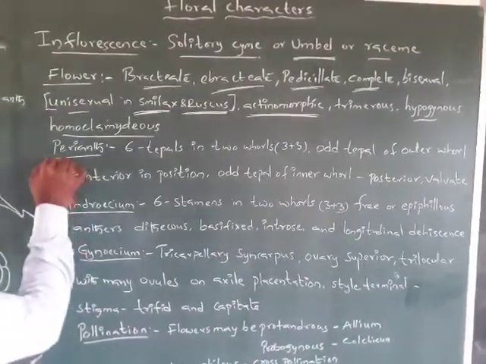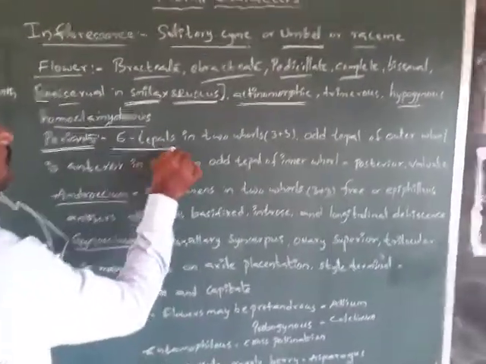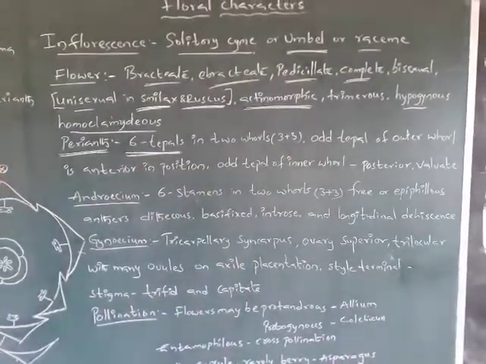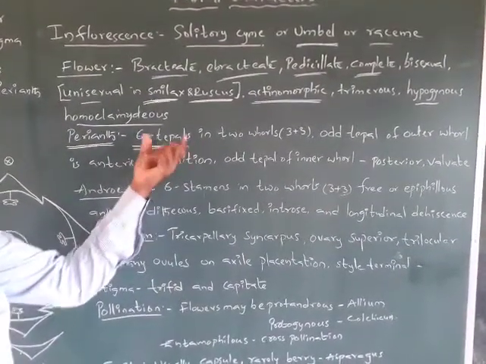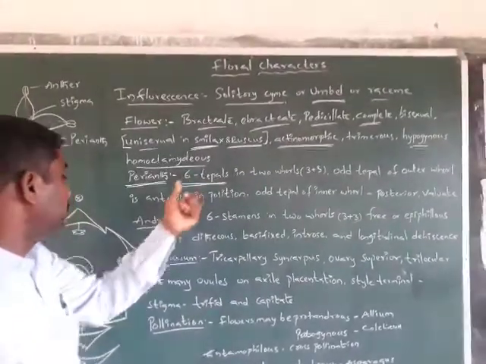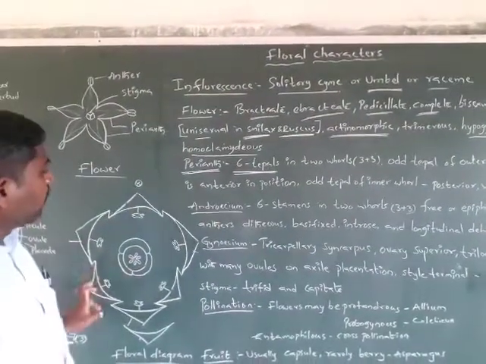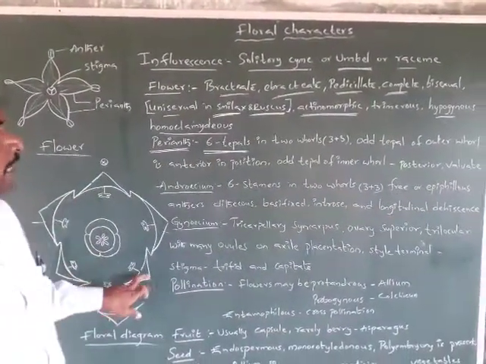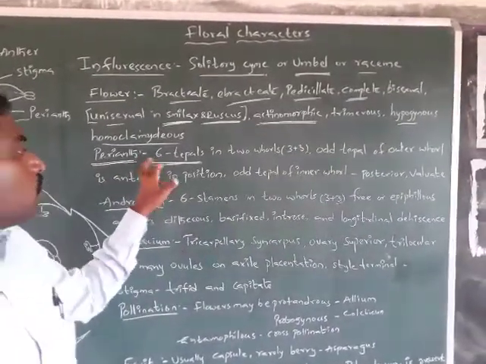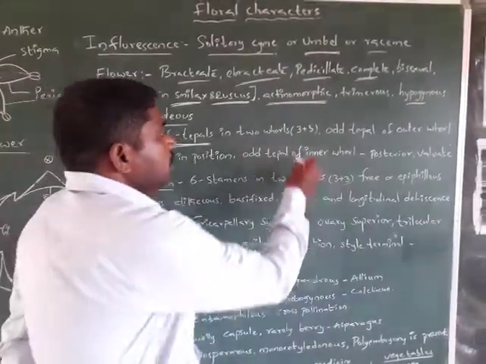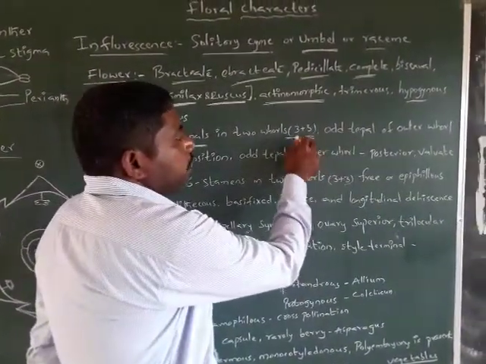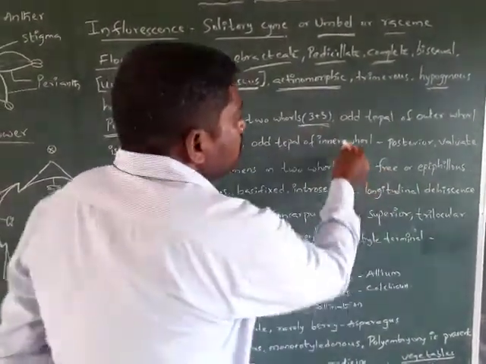And here this perianth consists of 6 tepals. Here the perianth organ is called a tepal. How many tepals are there? 6 tepals. Here the outer whorl has 3 and the inner whorl has 3 tepals. So totally 6 tepals, in 2 whorls, that is 3 plus 3. Outer layer 3 and inner whorl 3.